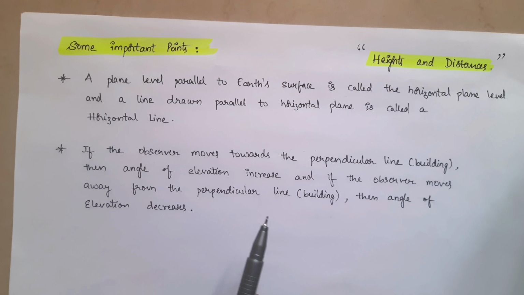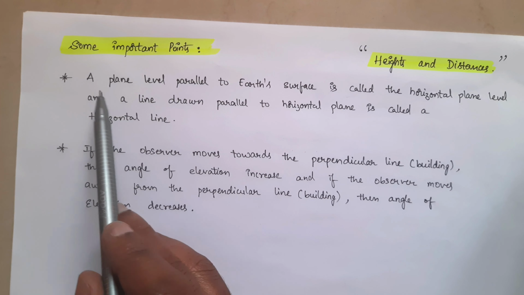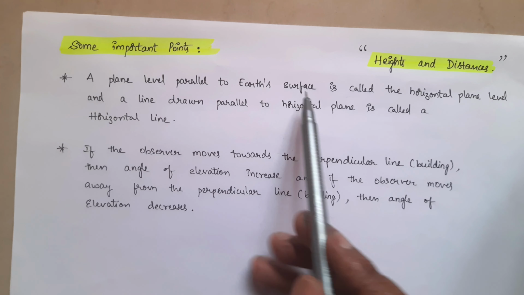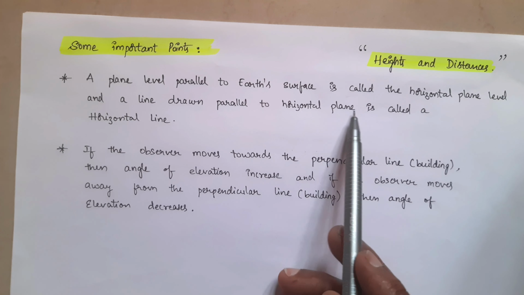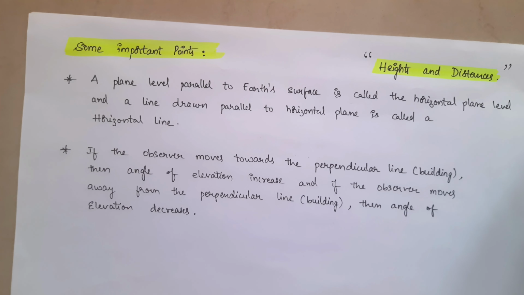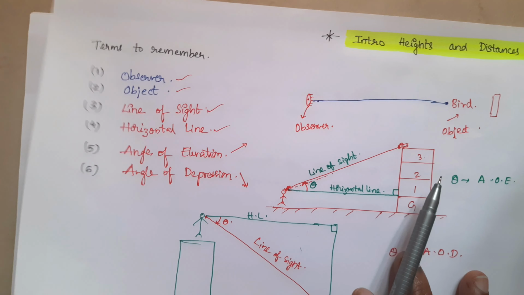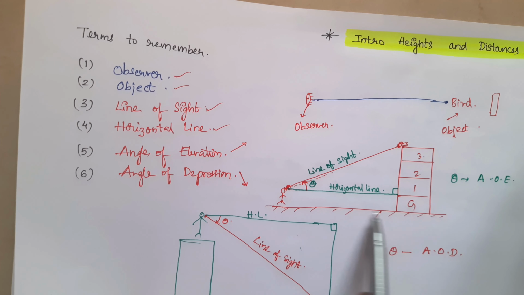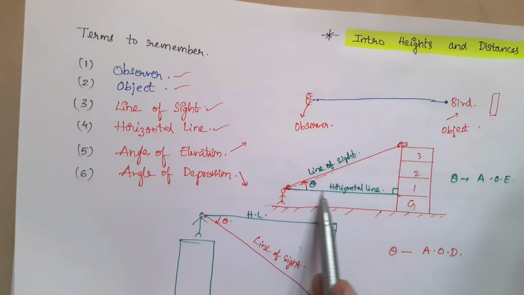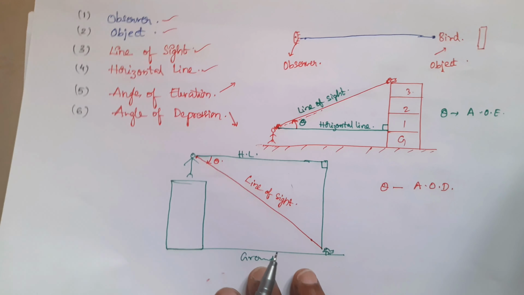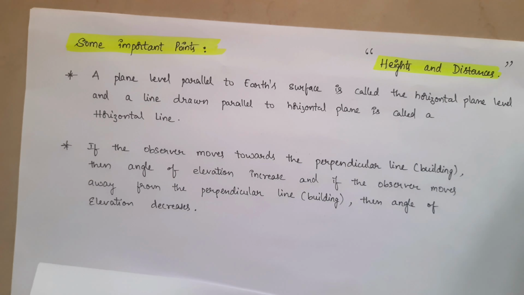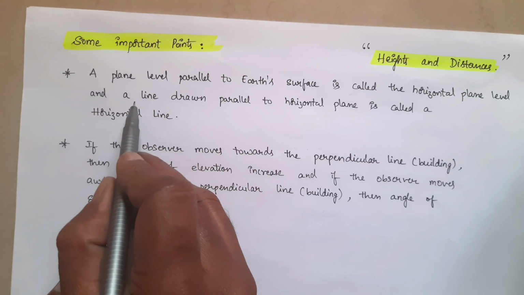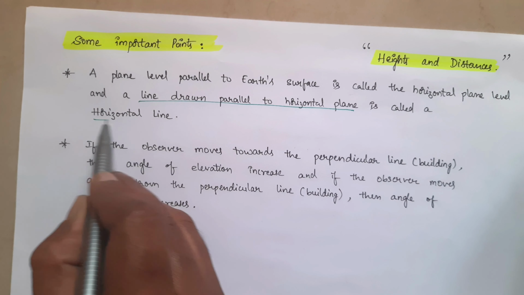See, in solving the questions, the first point: a plane level parallel to the earth's surface is called the horizontal plane level, and a line drawn parallel to the horizontal plane is called a horizontal line. That is nothing but a straight line drawn parallel to the ground, which is considered a horizontal line. So this is also ground. Here also this is the ground, and the line straight parallel to that we consider as the horizontal line. So that is the first point.